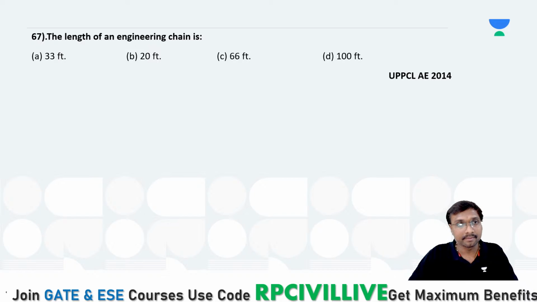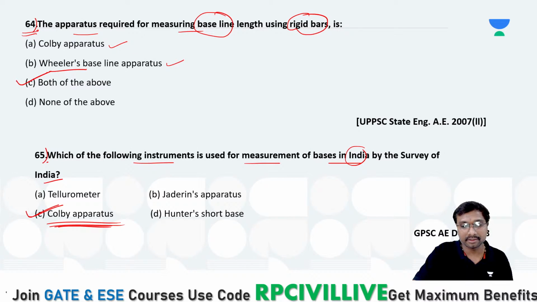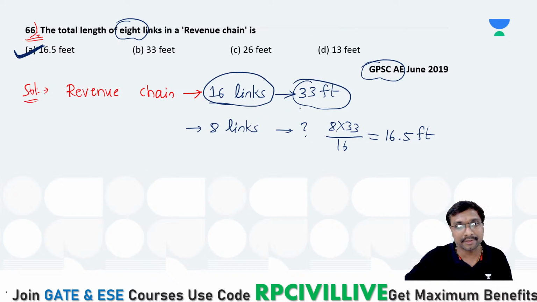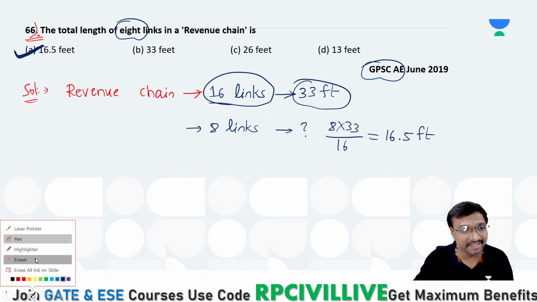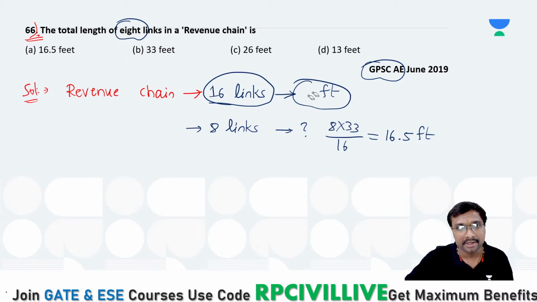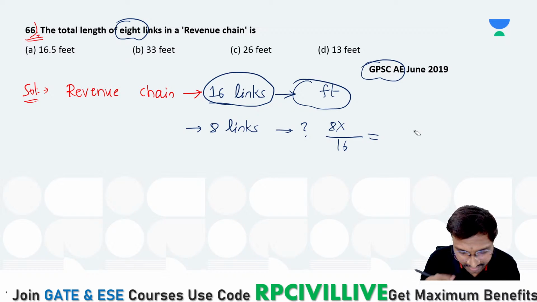67D. What is the length of the revenue chain, everyone? All of you, is it 66 feet or 33 feet, if you just observe? Sorry, I forgot. Revenue chain is which one? This is 66 feet, right? Yes or no? You have to be careful, right? Revenue chain is 66 feet.